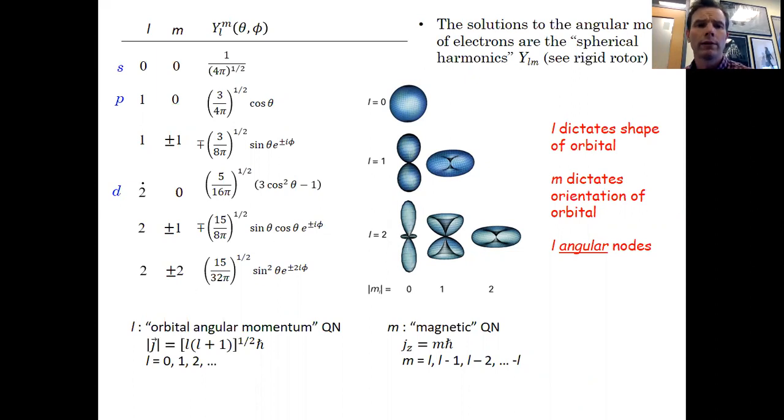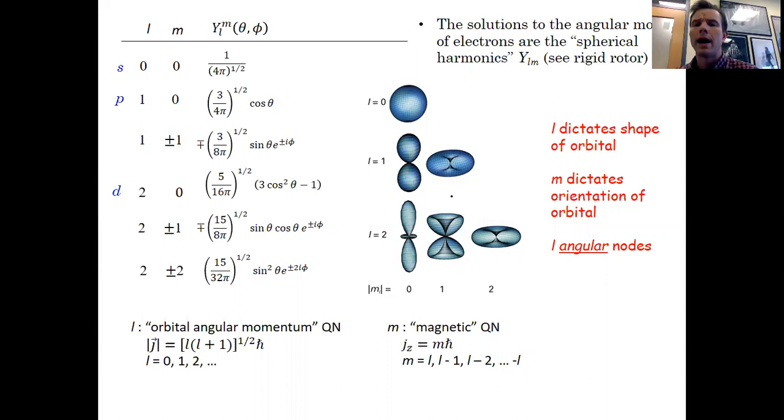We saw these before. So they have 2 quantum numbers, L and M. L runs 0, 1, 2, and so on. M runs L, L minus 1, L minus 2, ... to minus L. They have this mathematical form, and you're all experts at graphing these things now, so you'll know what these things look like.